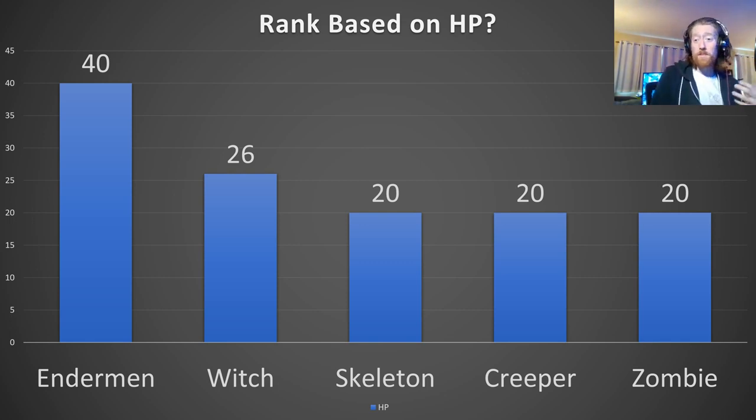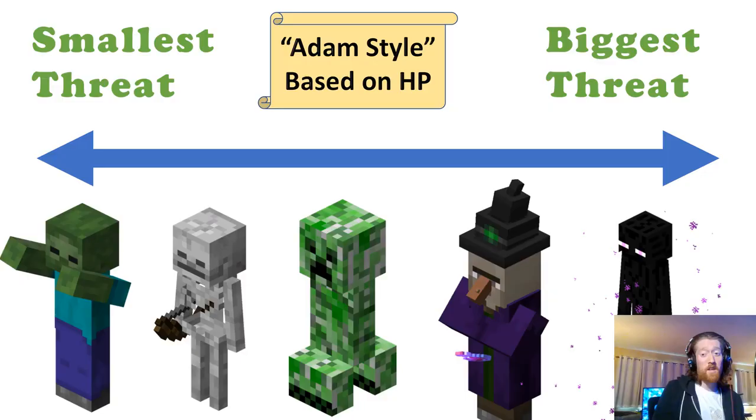Now, I know where my pumpkins are, so I'm all set, but Adam had a good point. Adam said, my threat model is based on HP. Maybe Adam does a lot more combat than me. I don't know. But you know what?